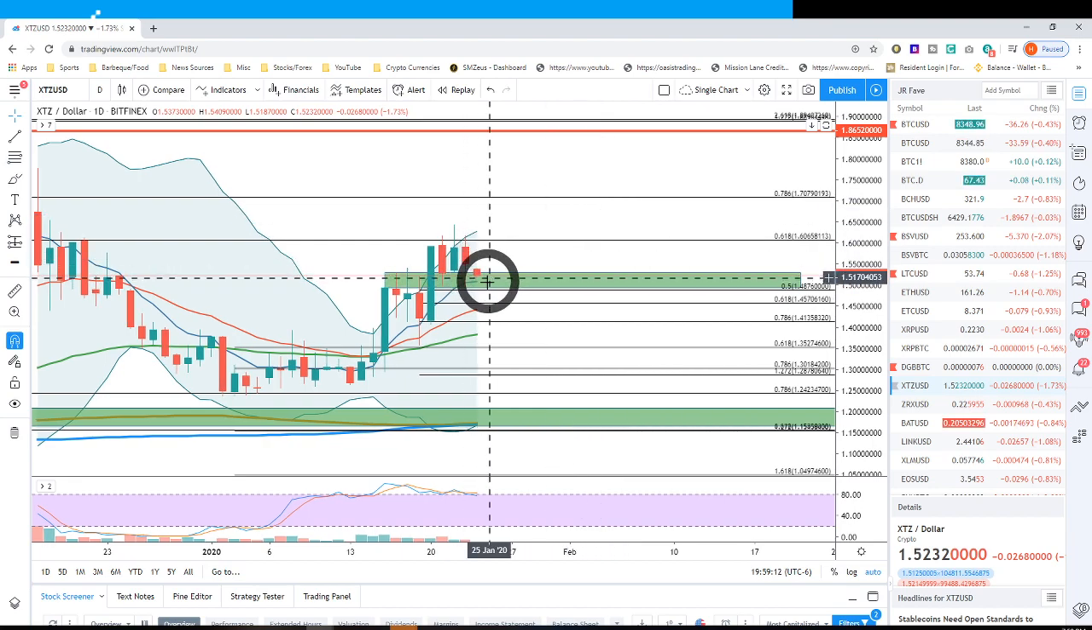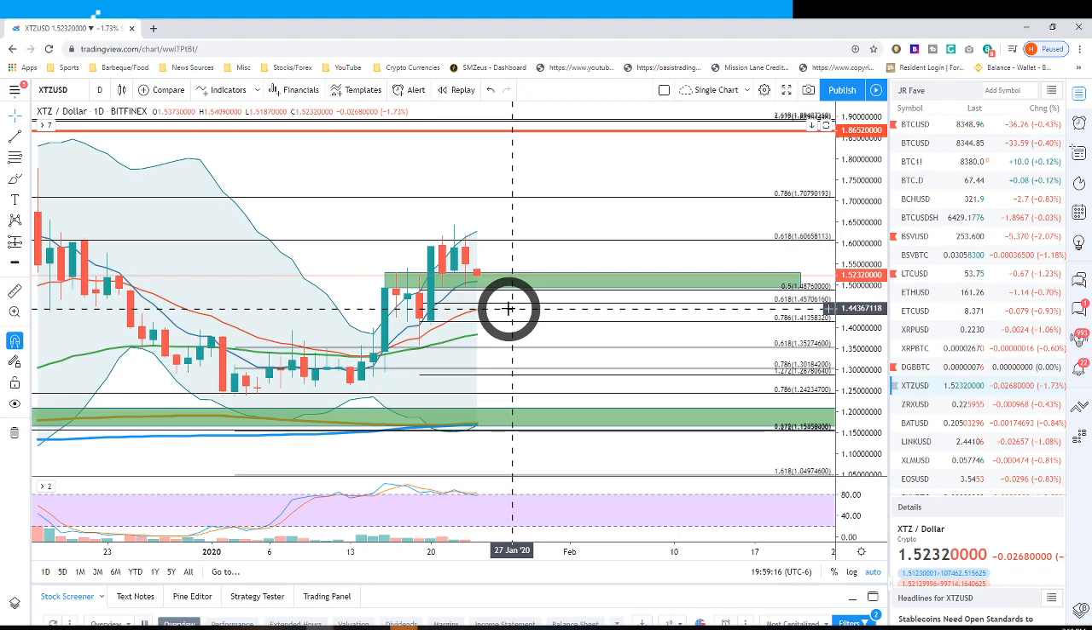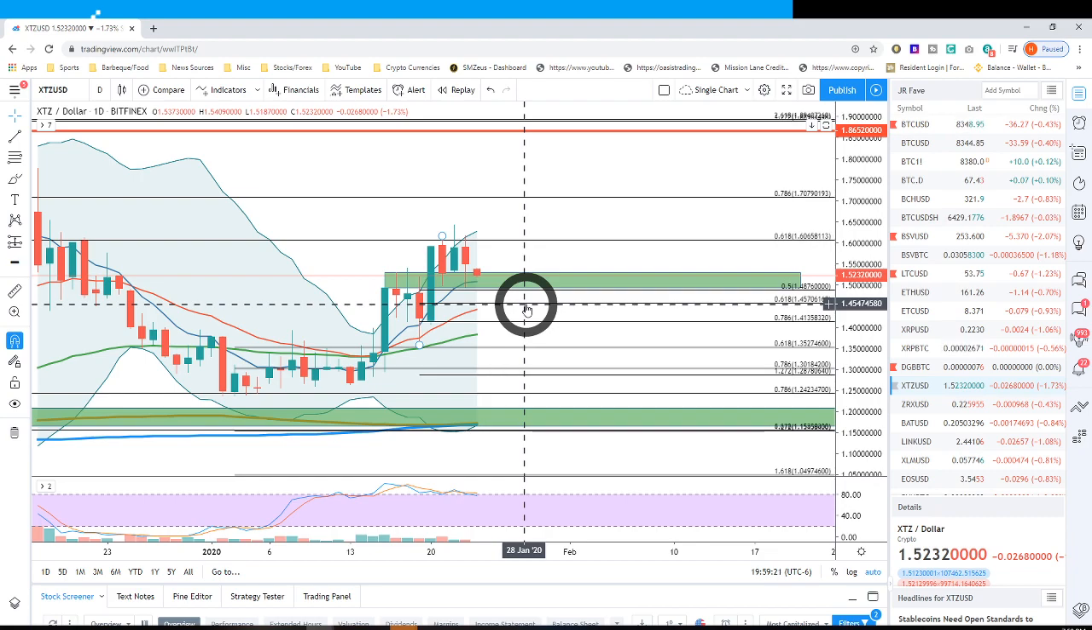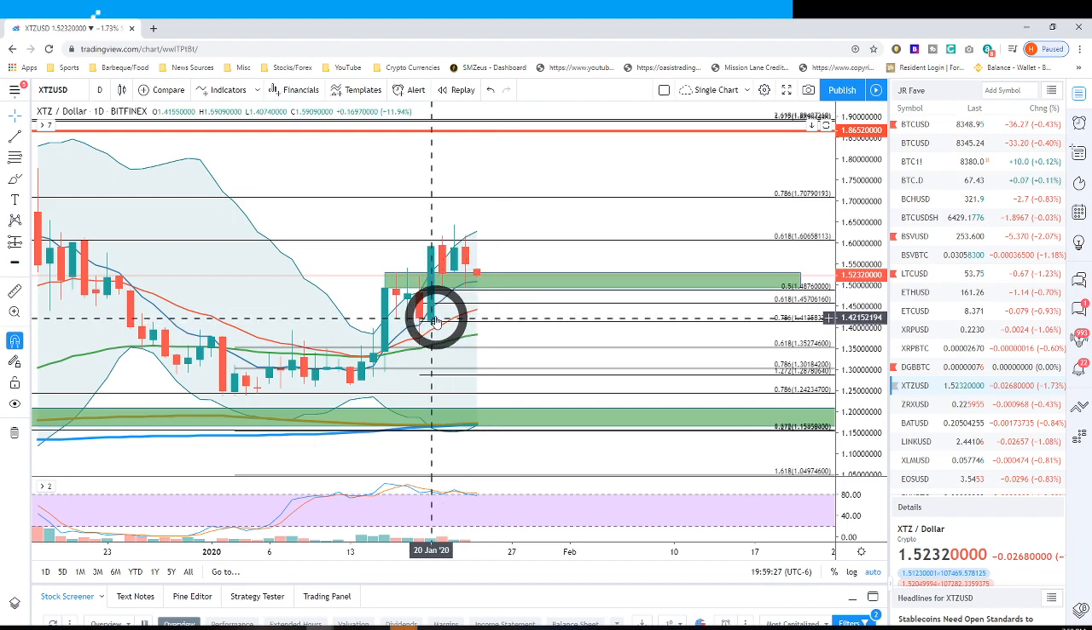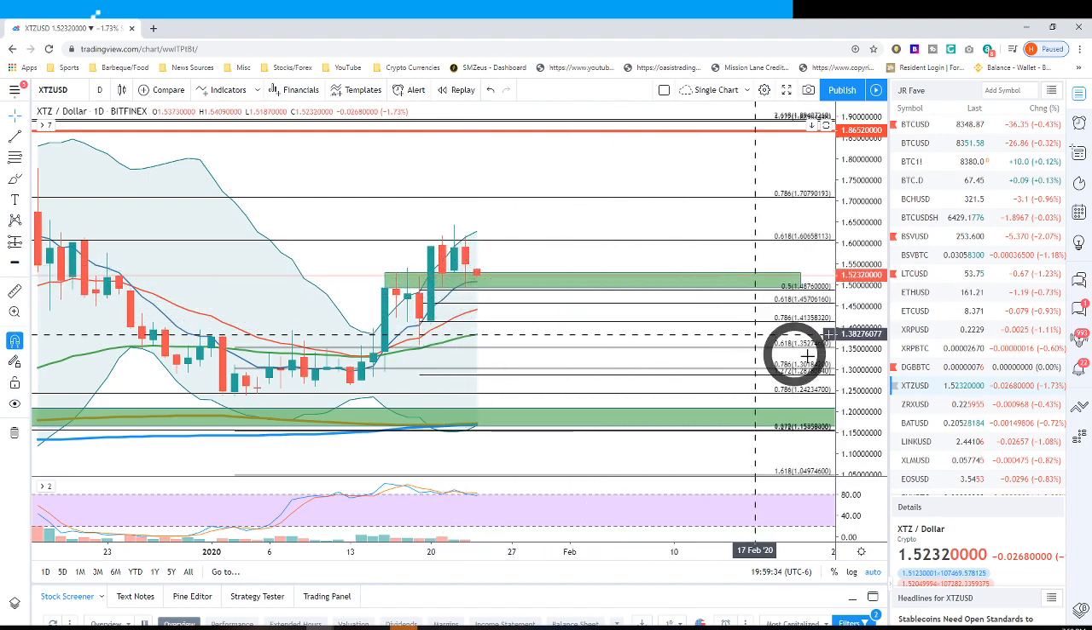This support area really has to hold where this green zone is. If not, then you're coming back and you're testing, like we talked about, that $1.45 area, and then eventually maybe the $1.41, which is where the 78.6 is, and the bottom of this green candle, right, which is where that whole area started. So we'll watch that one and see what goes on.